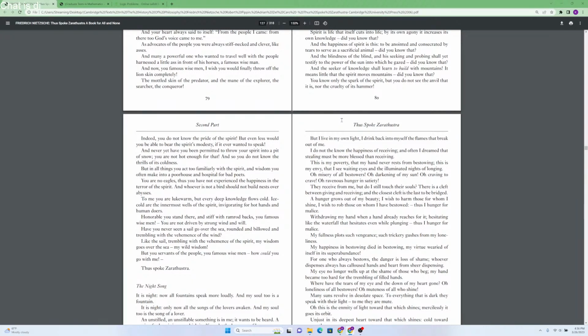Have you never seen a sail go over the sea, rounded and billowed and trembling with the vehemence of the wind? Like the sail, trembling with the vehemence of spirit, my wisdom goes over the sea, my wild wisdom. But you servants of the people, you wise men, how could you go with me? Thus spoke Zarathustra.